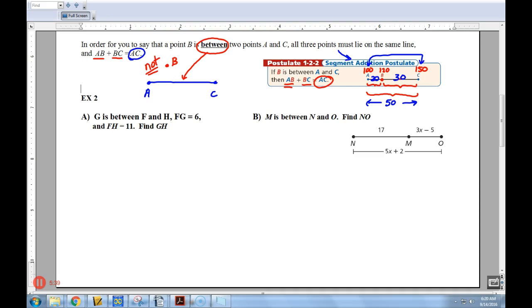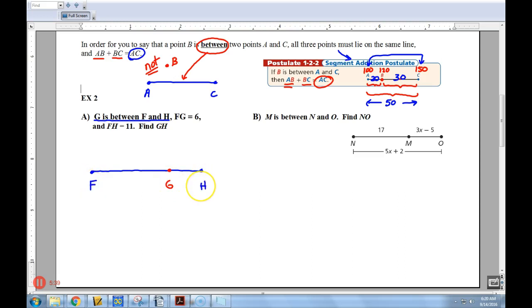All right, so let's do example 2. We're going to have to do some drawing on our own. Let's first start off right here. Point G is between point F and H. So let's just draw that out. And you could put it wherever you want. It really doesn't matter. But G is somewhere in between. I'm going to just put it over here. G is between F and H.